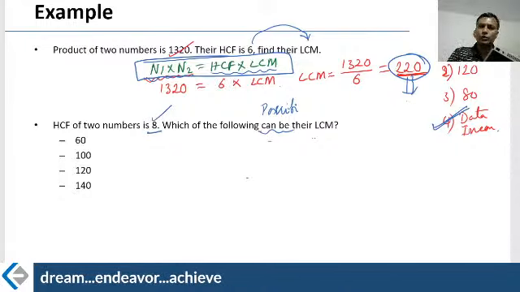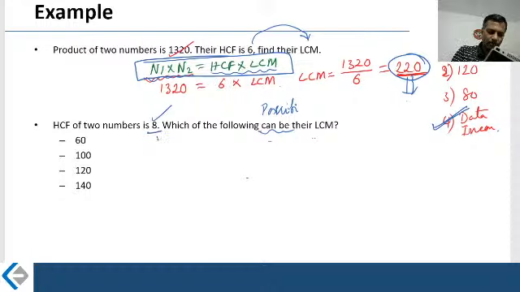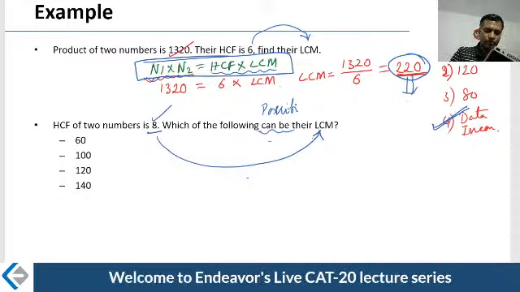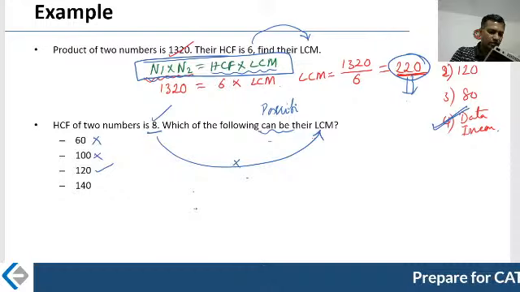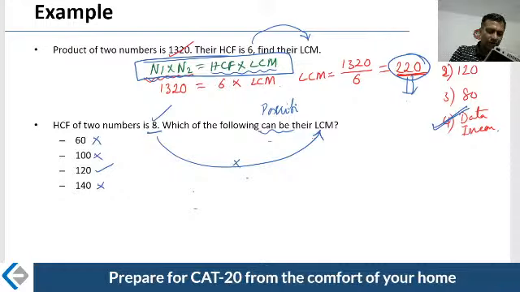What do we know? We know that the LCM has to be a multiple of this 8. Therefore 60 cannot be the answer because 60 is not a multiple of 8. 100 cannot be the answer. 120 is a multiple of 8, therefore that is the answer. 140 is not a multiple of 8, therefore that can't be the answer. The word is can be. Can be is 120.